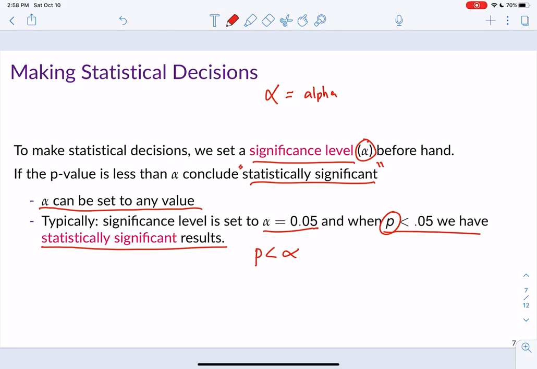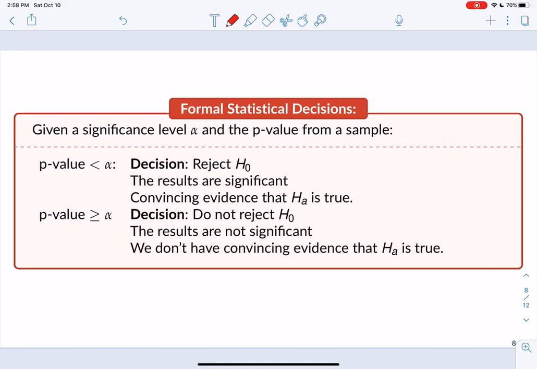That's one way to think about it, and we'll talk about another one shortly. So when we're doing formal statistical decisions, given some significance level alpha and our p-value from our sample, if our p-value is less than alpha, our decision is to reject the null hypothesis. We will say that our results are significant, and we will say we have convincing evidence that the alternative is true. When our p-value is greater than or equal to alpha, we do not reject the null hypothesis. The results are not significant, and we don't have convincing evidence that the alternative is true. That's with formal statistical decisions.